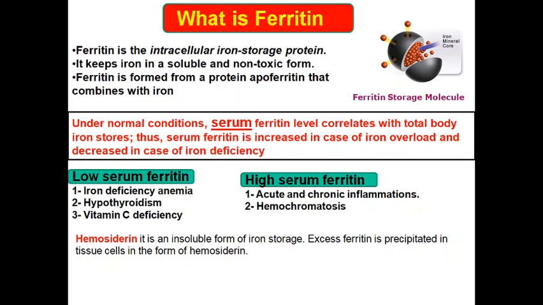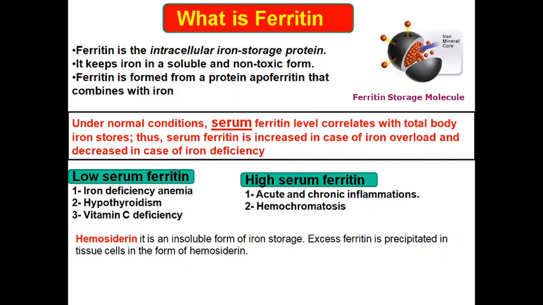Serum ferritin levels correlate with the total body iron stores. Thus, serum ferritin is increased in case of iron overload and decreased in case of iron deficiency. Low serum ferritin indicates iron deficiency anemia, maybe in case of hypothyroidism or vitamin C deficiency, while high levels of serum ferritin may be due to acute and chronic inflammations, or as in cases of hemochromatosis that will be discussed later on.